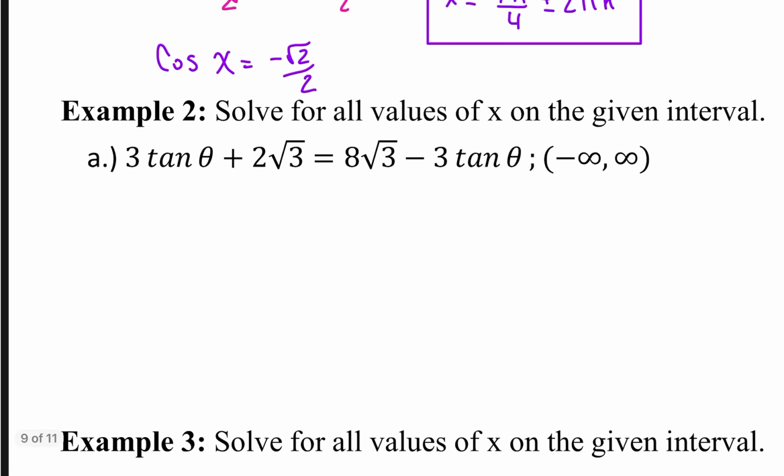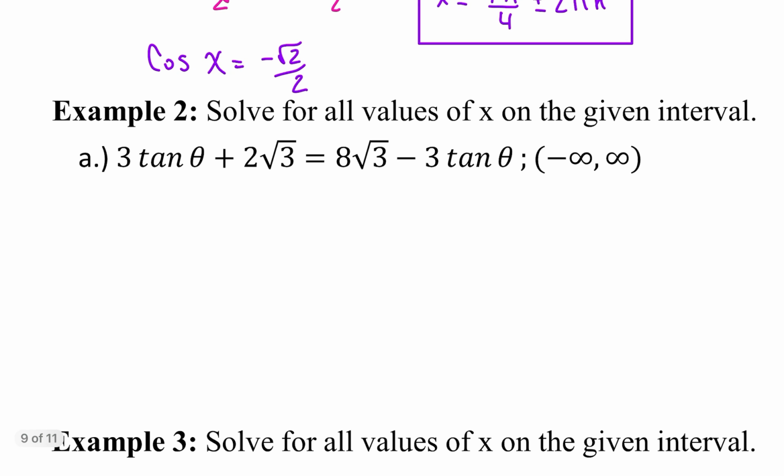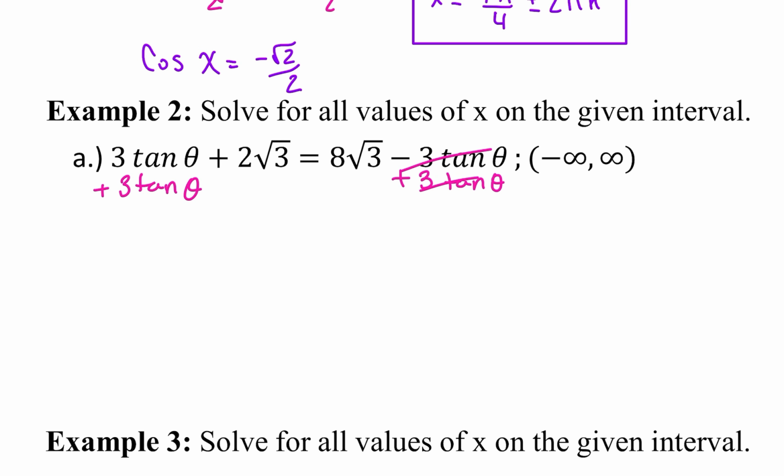All right, example 2. Example 2 says solve for the values of x on this trig function. I've got this crazy looking tangent thing that's got stuff on both sides. So starting this off, the first thing I've got to do is get all the tangents onto one side. I've got this negative 3 tangent, so I want to add that to bring it over. I'll add 3 tangent, and that cancels and that cancels.